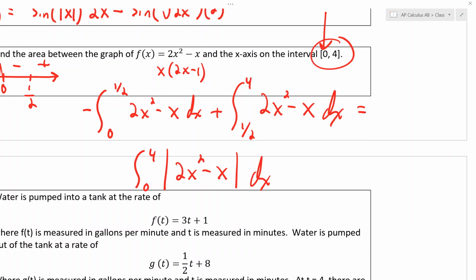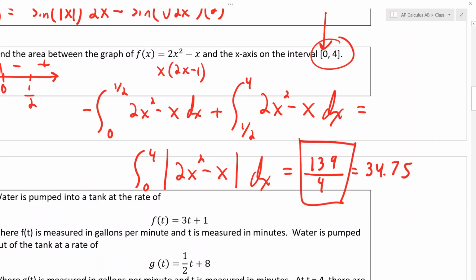Okay? And just since we're checking, let's just go ahead and write what the answer is here. What are we integrating here? The absolute value of 2x squared minus x, right? Comma x, comma 0, comma 4. Kaboom. If you did it without a calculator, you would get 139 fourths, which is 34.75. But this right here is a totally fine answer. If you didn't have a calculator, you get that, okay?